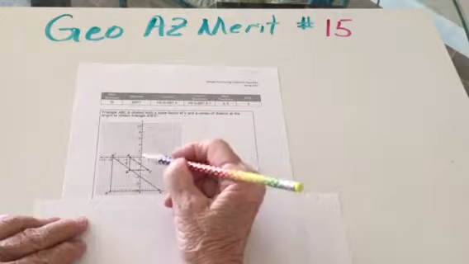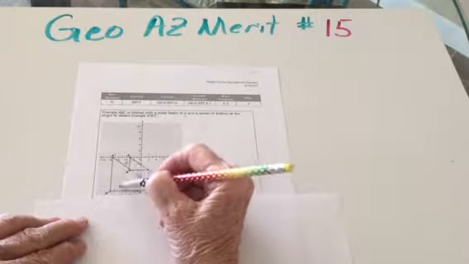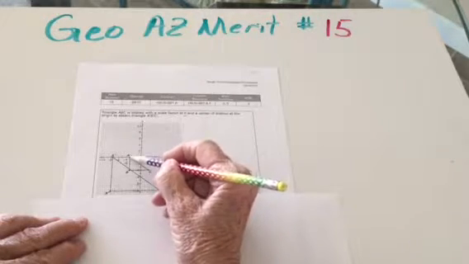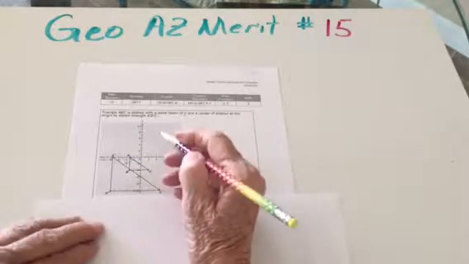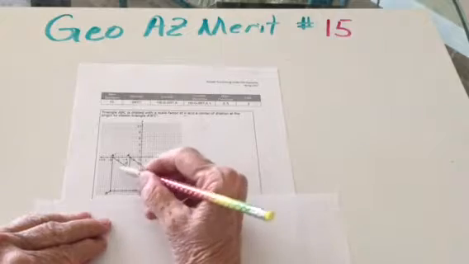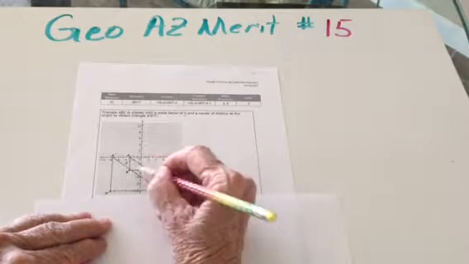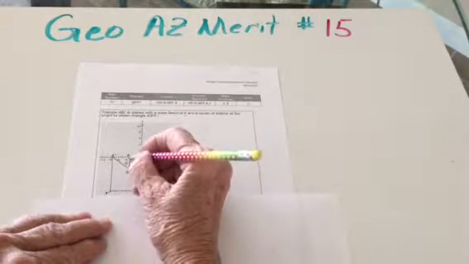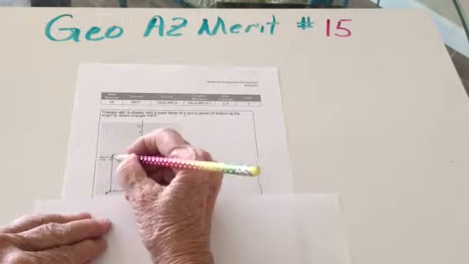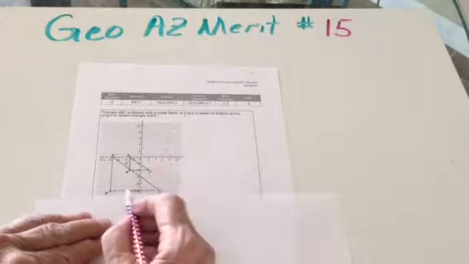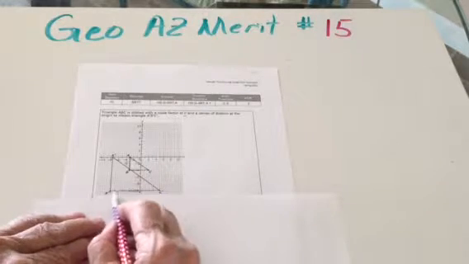In any case, they're saying this figure is dilated to this. You can tell because it goes from A to A prime. Remember, A prime is where it ends. And they're asking you, what is the scale factor that it was multiplied by? In other words, what did I multiply this distance by to get this distance?